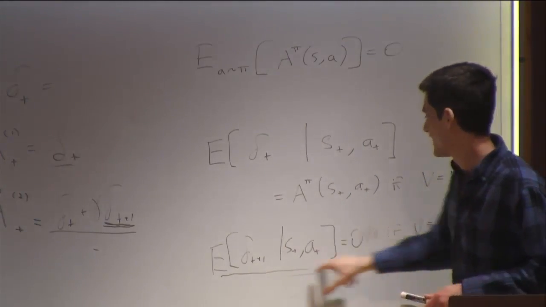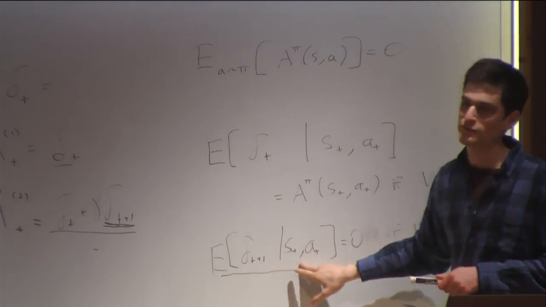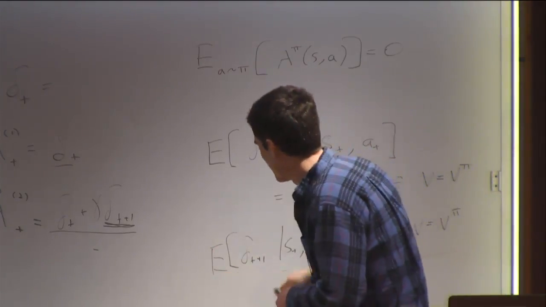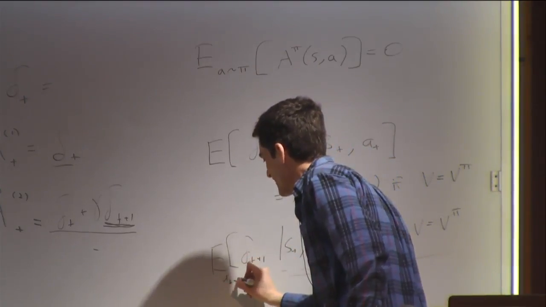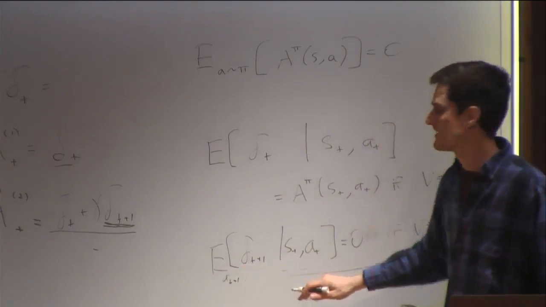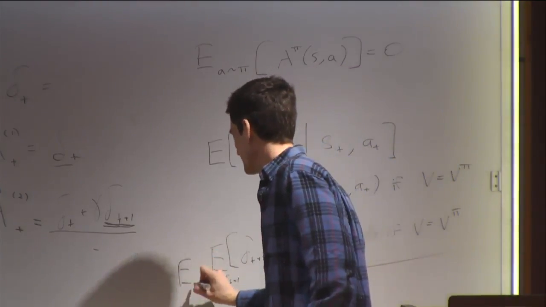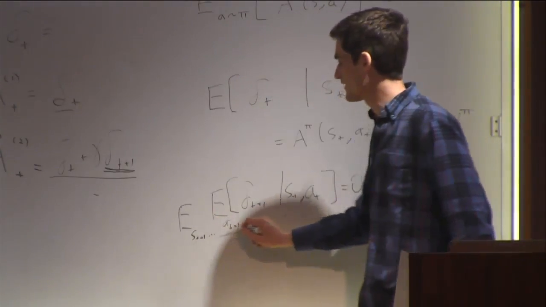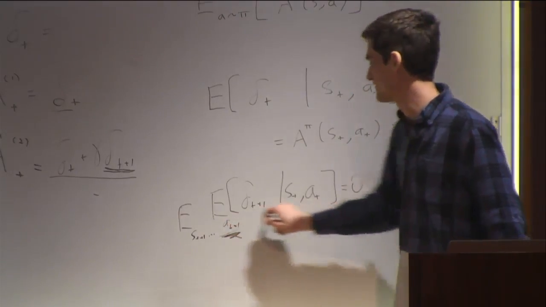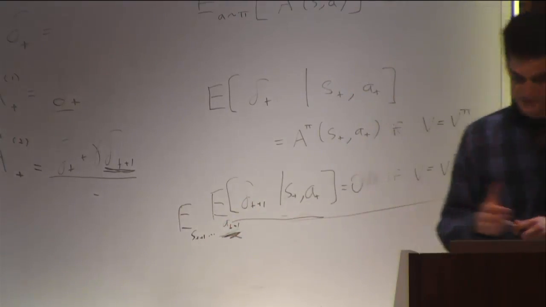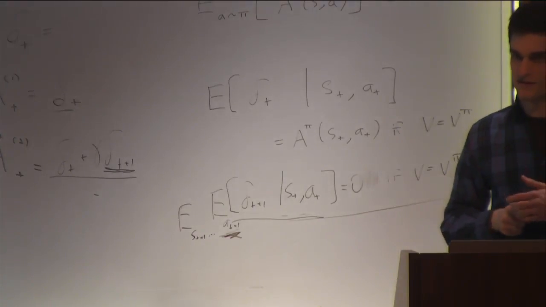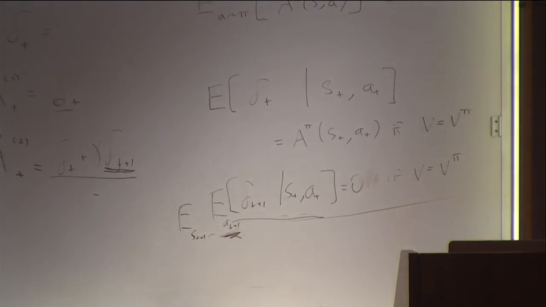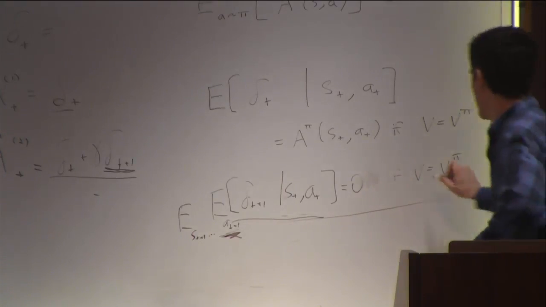It follows that this thing is going to be 0 because you're conditioning on the previous state and the previous action. So we're taking the expectation over a sub t plus 1 here, as well as the state. We're also taking the expectation over state s sub t plus 1, and so on. But we have an expectation over a t plus 1, and so this is going to come out to 0. Does this make sense? Yes. So when you say the value function is the state value function, you mean that equality, right? Yeah, I mean this. Yeah.